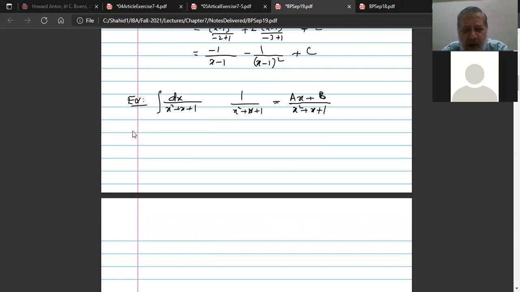Now, in order to find values of a and b, what can be done? Multiply by x square plus x plus 1. 1 is equal to ax plus b. Comparing coefficients, we see that a is equal to 0 and b is equal to 1. So we don't have any advantage at all because a equal to 0 and b equal to 1 gives the original function itself. So it's a bit more tricky.